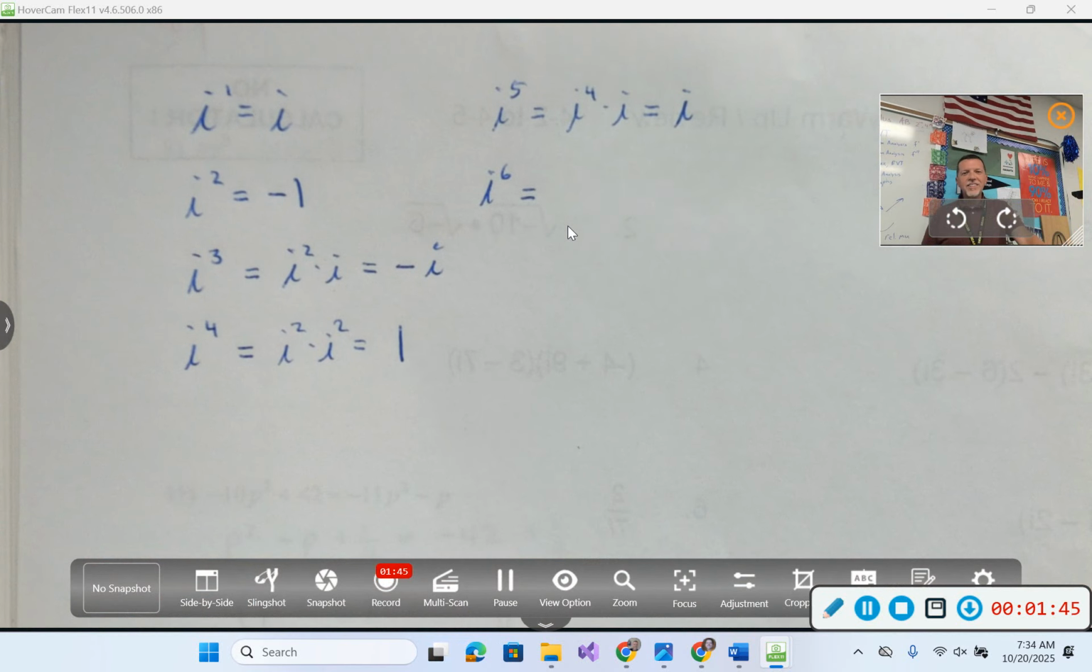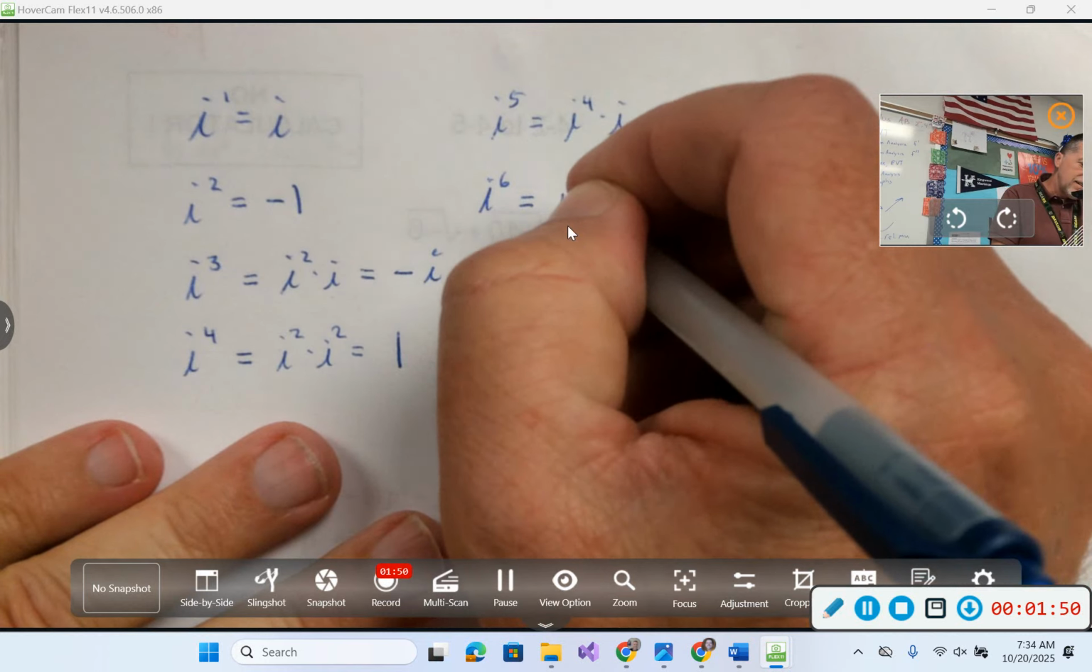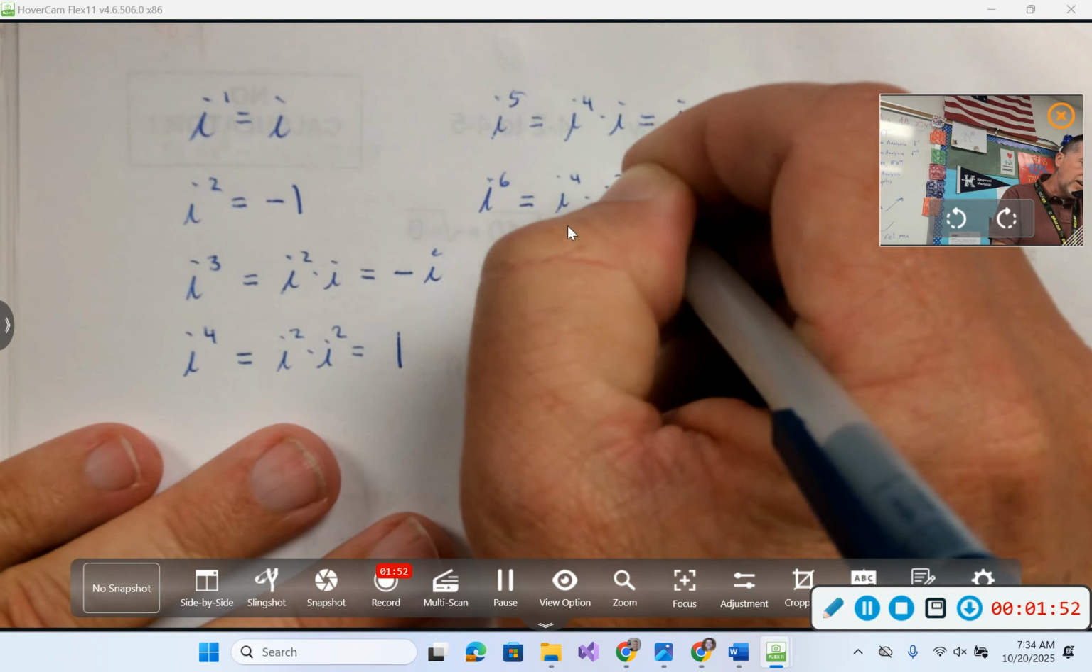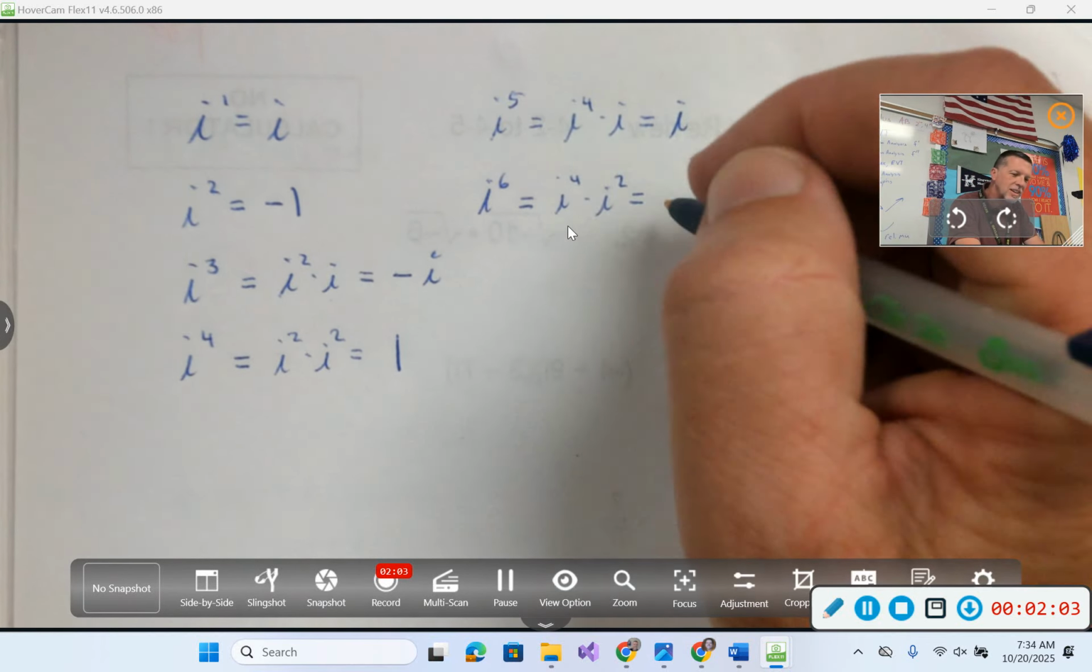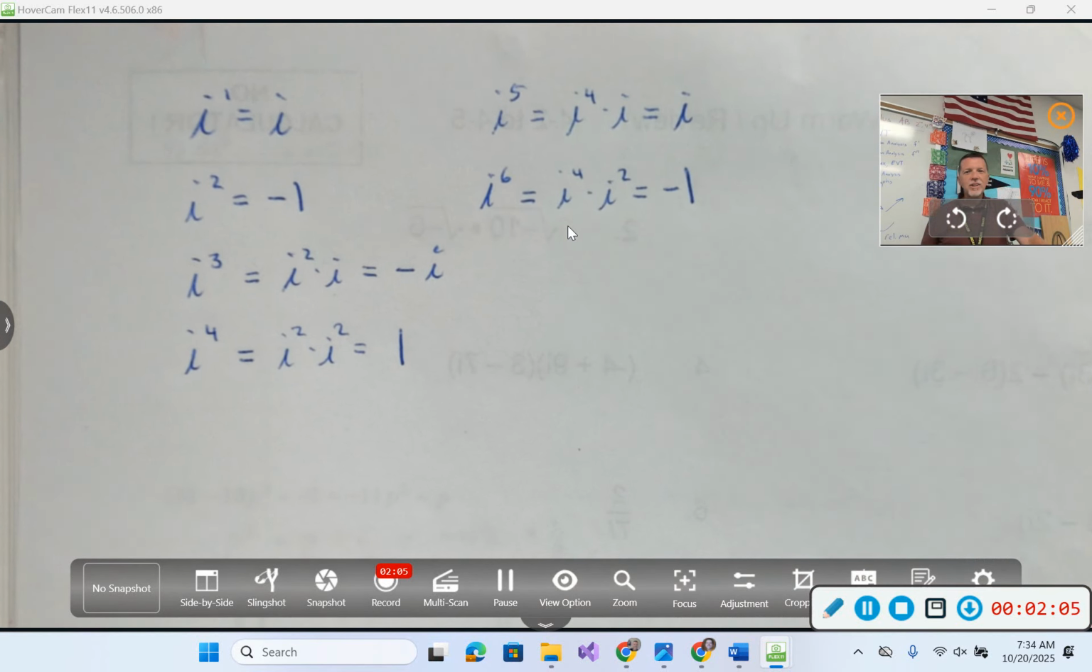What do you think i to the sixth is? i to the fourth times i squared. Again, we like using i to the fourth because it's 1. And then i squared is -1. So that's -1.